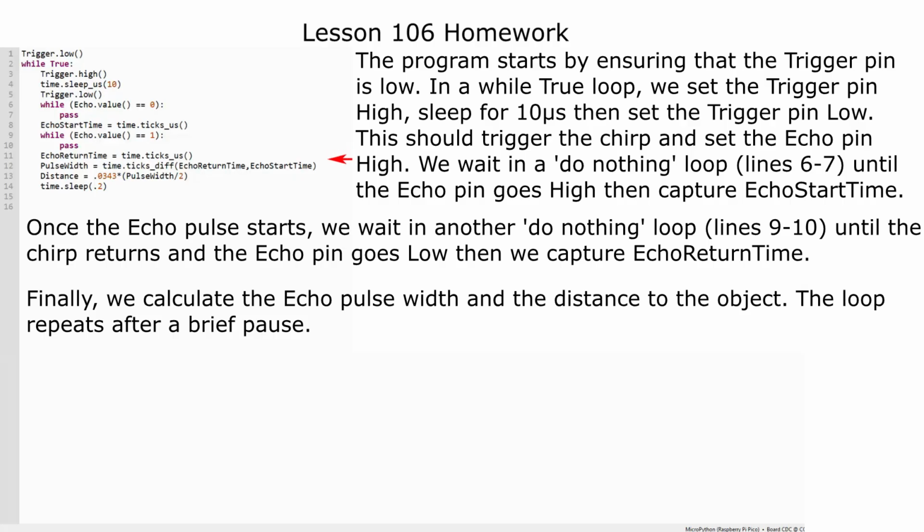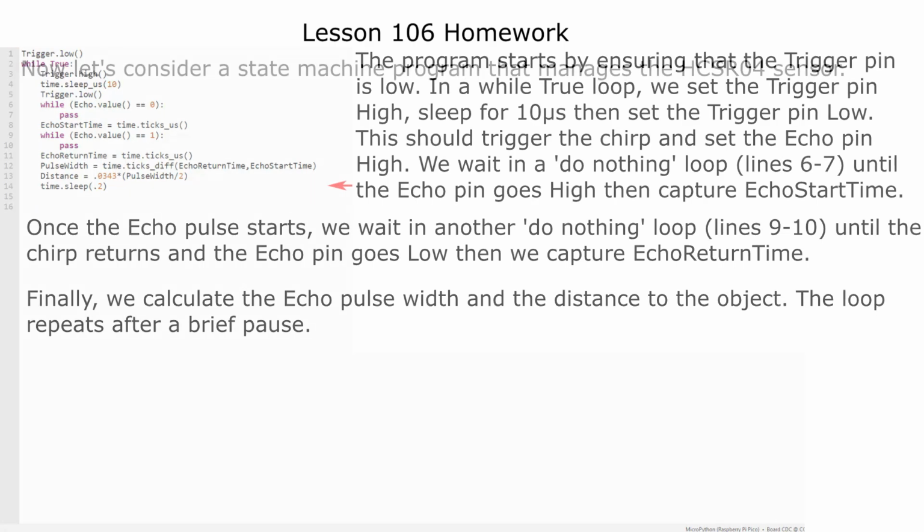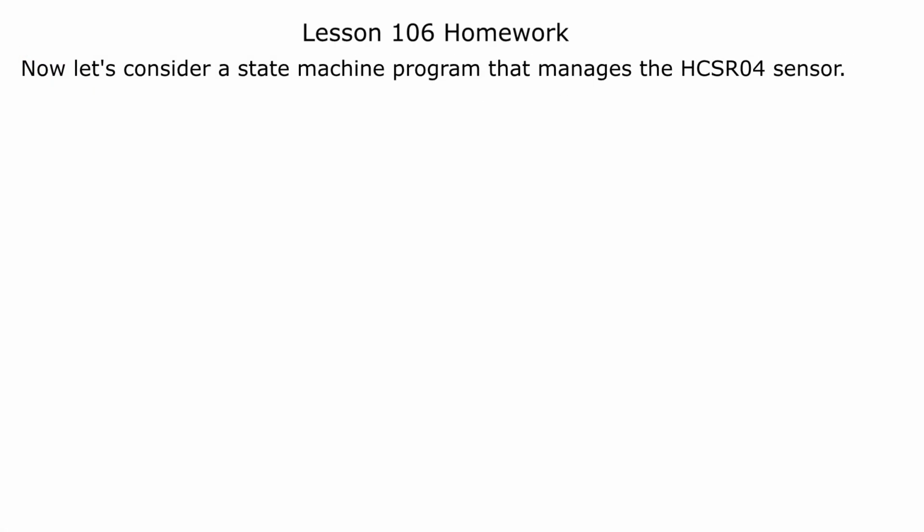Then we capture echo return time. Finally, we calculate the echo pulse width and the distance to the object. The loop repeats after a brief pause. Now, let's consider a state machine program that manages the HCSR04 sensor.